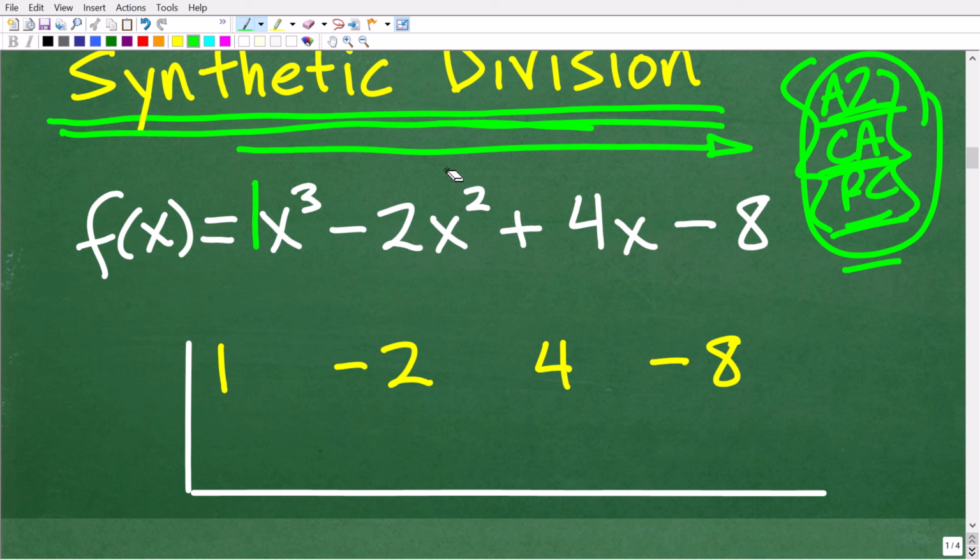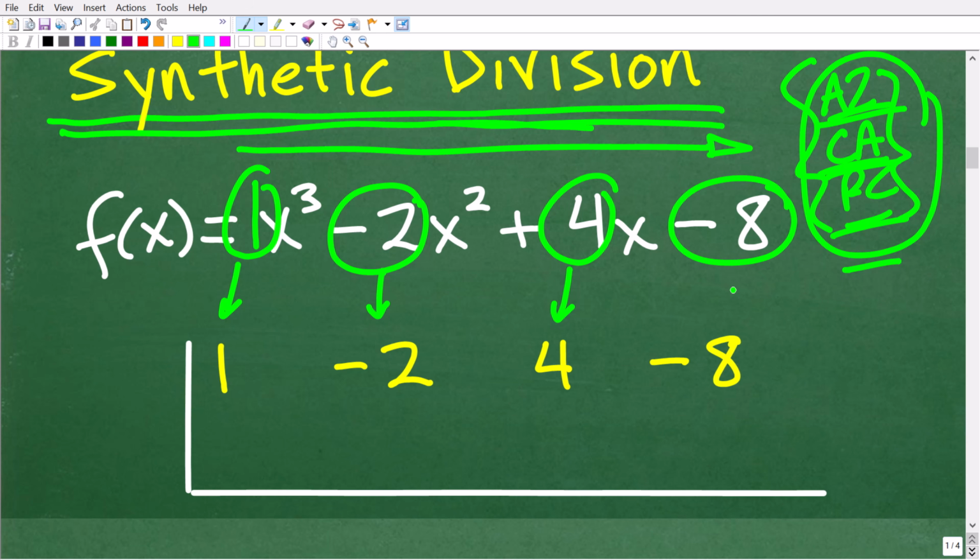You don't have to understand everything perfectly, but I do want to show you how easy it is to use synthetic division to evaluate a function. Again, we're going to look at the coefficients here. So we have 1x cubed, so this one is going to go right there. Now we have negative 2x squared, so we're going to put our negative 2 right here. And then we have 4x, so we'll put our 4 right there. And then we have a negative 8, we'll put our negative 8 right there.